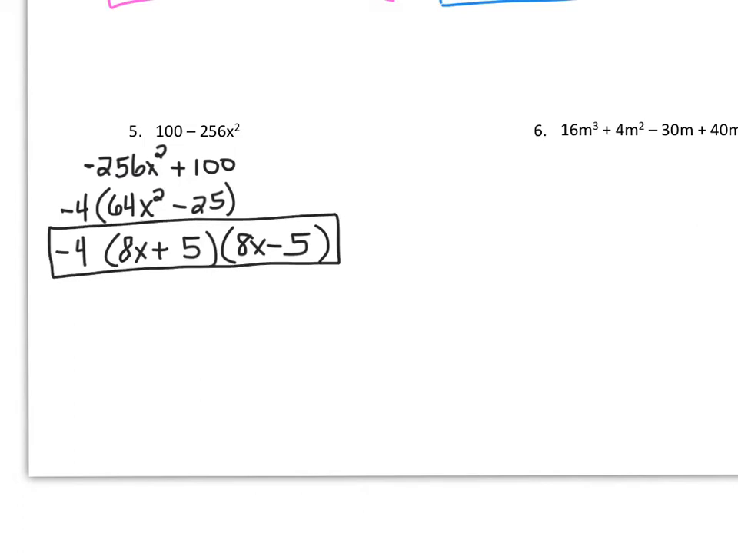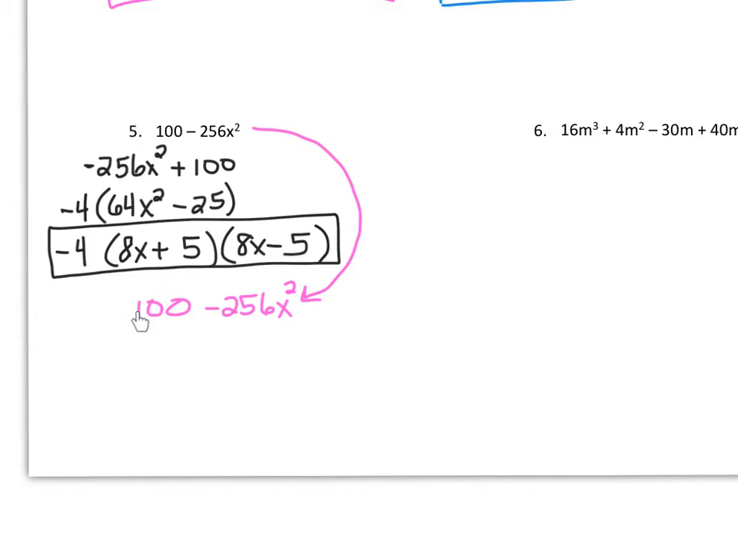Now, if you prefer to do it the other way, let me just change colors here. So we're going to come down here. Let me rewrite the question. 100 minus 256x squared. Whenever there's 2 terms, if you don't want to, you do not have to reorder them so that you have the term with the biggest exponent first. You don't have to. If you want to, you can.